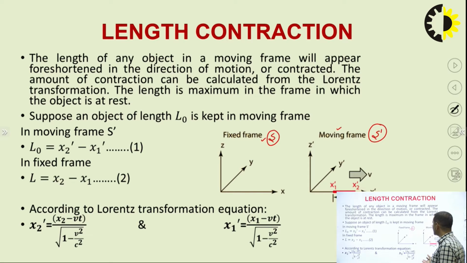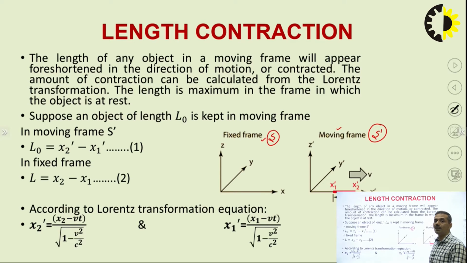But if object and observer are in different frames of reference, then length will appear contracted, right? We know that according to classical mechanics, all phenomena like length, time, and mass are absolute. They do not depend upon the frame of reference. But in relativistic mechanics, length, time, velocity, and mass all depend upon the frame of reference.